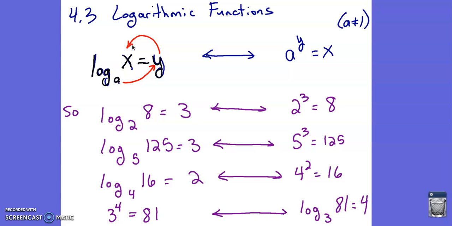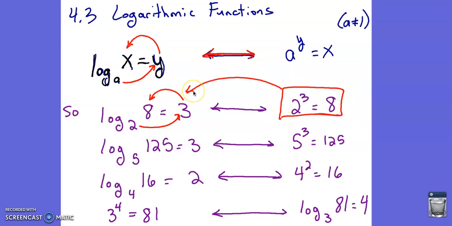So if I gave you log base 2 of 8 equals 3, notice 2 to the third power equals 8. See, that's what I have written here. And by the way, I have double arrows, meaning, if you remember back in geometry, you started learning these, that means it goes both ways. So, 2 to the third power equals 8 literally can be written as log base 2 of 8 equals 3. So you need to know how to write it both ways.